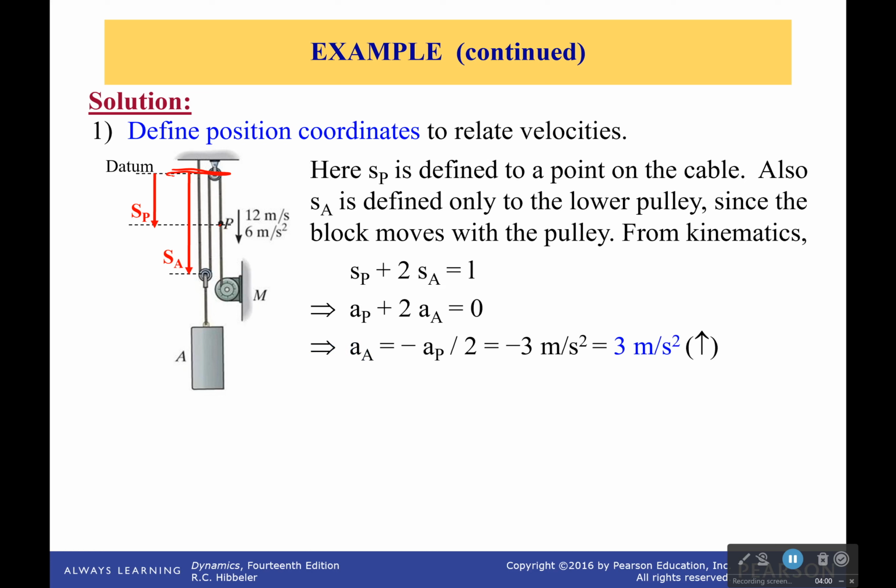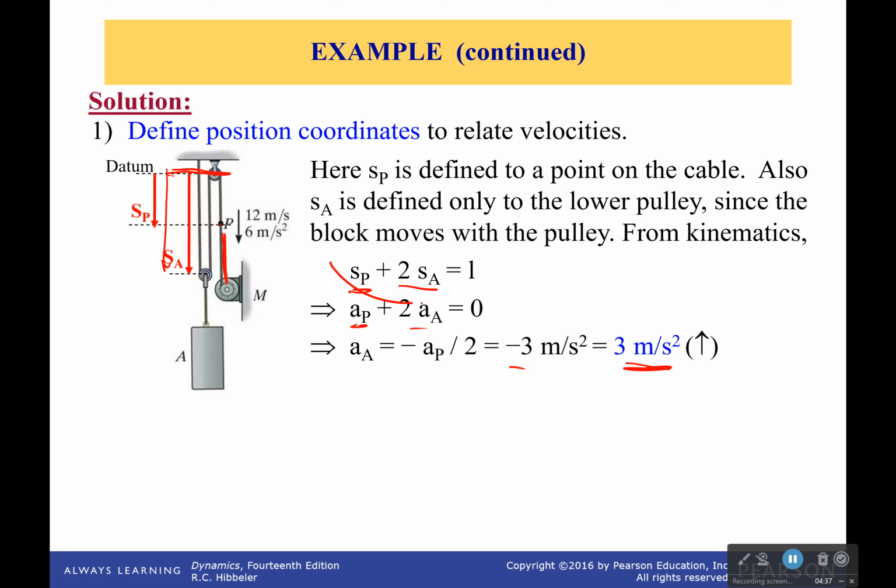And then I make a total length equation. Well, the length is going to be equal to SP plus 2SA. I don't care about this section right here. And then if I take a double derivative, I'll get to the acceleration, where the acceleration of P is going to be equal to, sorry, twice the acceleration of A. So, if my acceleration of point P is 6 meters per second squared, my acceleration of point A is going to be 3 meters per second squared, and it's going to be going up because I defined my positive direction as down. This is negative.